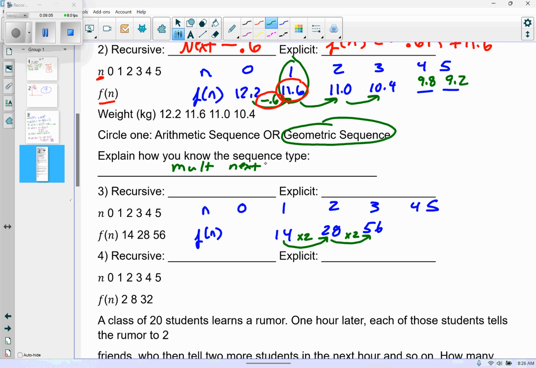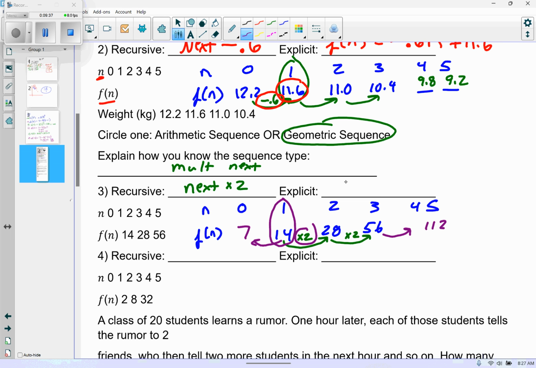So my recursive function is going to be next times 2. My explicit, let's figure out the rest of this. So I had to multiply by 2 going this way. What do I have to do to get this way? What undoes multiplication? Right, division. So 14 divided by 2 is 7. And then 56 times 2 is going to give me 112. Okay, so I want to use this. That 14 means something, and the times 2.